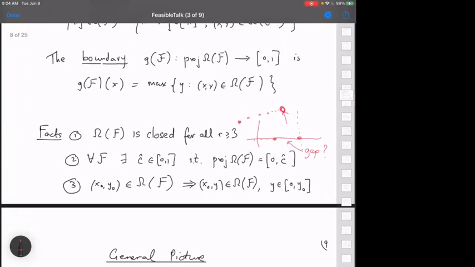Fact number 3 says that there's no gap in the y coordinate part as well. So that means if you have this point and this point, you should be able to get that point as well. So that's what fact number 3 is saying. There's no gap in the y coordinate. So what does this mean? This means that if you can achieve such a point, then you should be able to achieve every point below that. What does that mean?